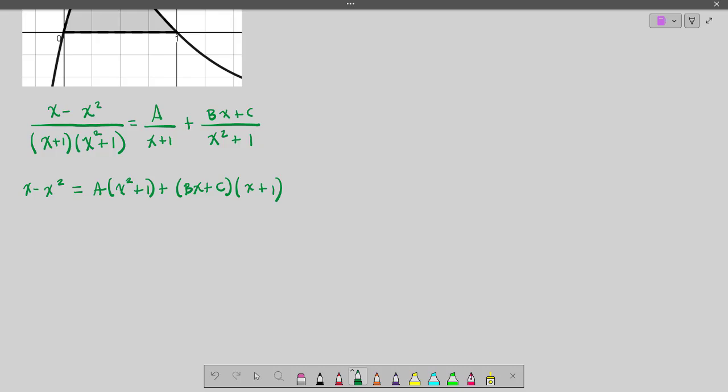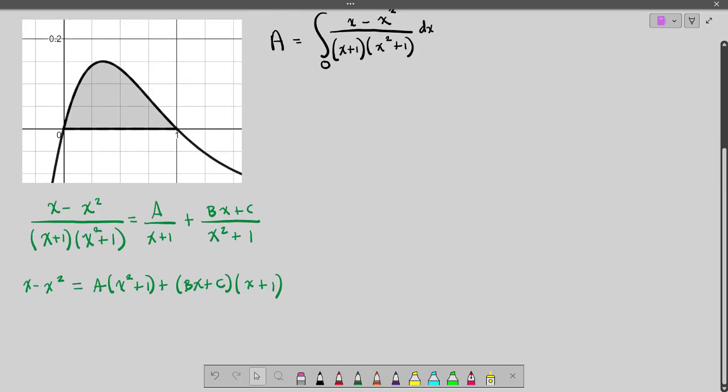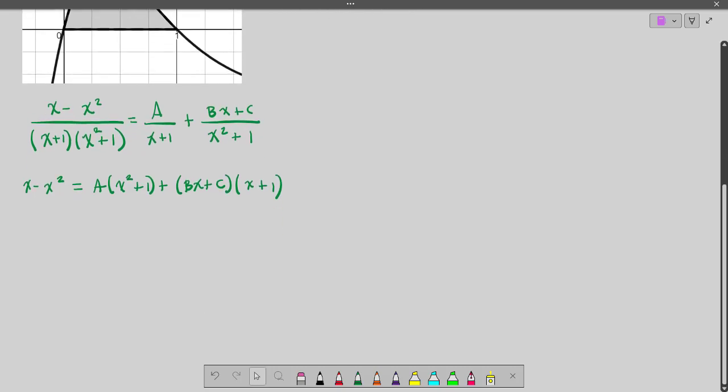Is there any question on the PFD setup there? We have one linear factor and one irreducible quadratic, so we're going to have the linear factor with a constant in the numerator and the quadratic factor with a linear in the numerator.